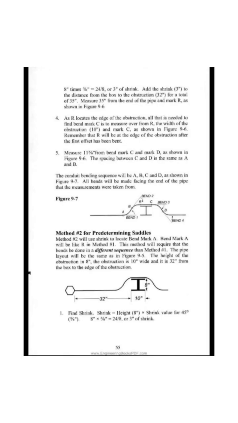The conduit bending sequence will be A, B, C and D, as shown in figure 9-7. All bends will be made facing the end of the pipe that the measurements were taken from.